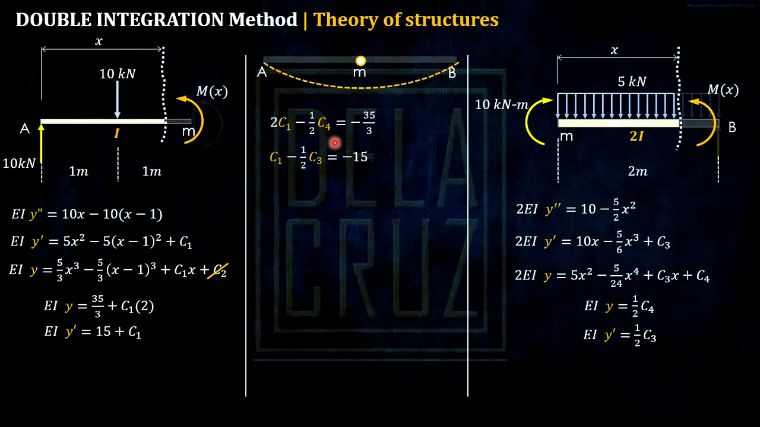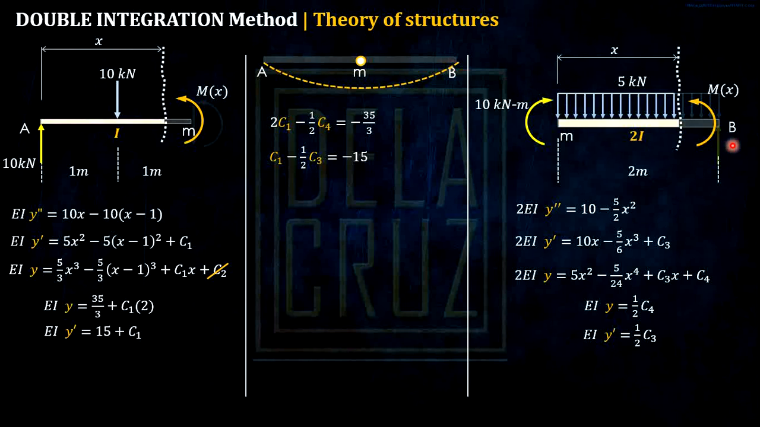Equating those two, ito yung magiging itsura niya. Follow lang. That will be C1, then transpose yung 1/2 C3, then transpose yung 15 sa kabila, kaya ito yung magiging itsura. So we have actually used na the two boundaries, this A and the midspan or the continuation of the inertias. The last boundary is at B.